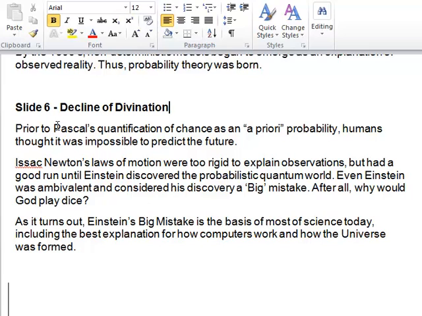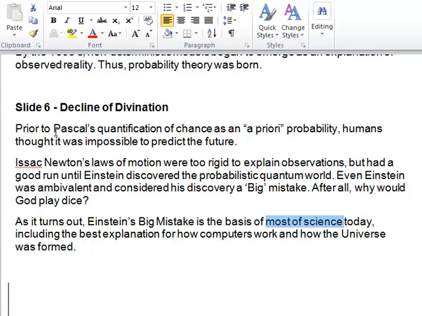And here I've got Pascal. He was a mathematician, so I could use a picture of him. And I have Isaac Newton, so I could use a picture of him. And we've got Einstein over here, and I can use a picture of him. And we've got most of science today.